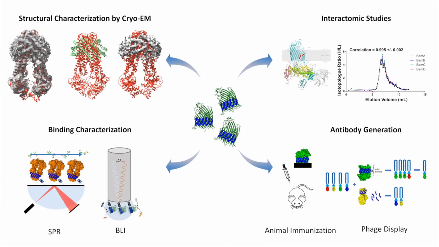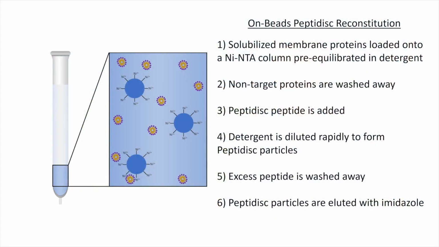This protocol will examine biolayer interferometry as an application of the Peptidisc technology. This protocol will focus on the PeptiQuick reconstitution method, a useful technique that facilitates the simultaneous purification and reconstitution of membrane proteins. The PeptiQuick method of on-beads reconstitution is performed in a standard nickel-NTA IMAC gravity column pre-equilibrated in detergent.